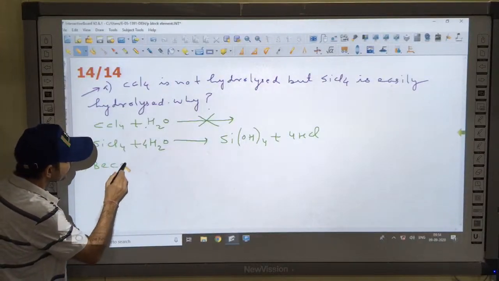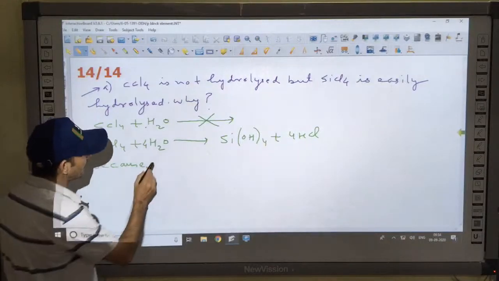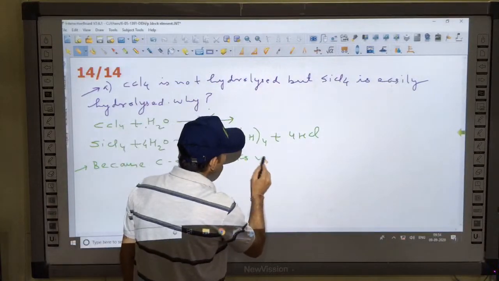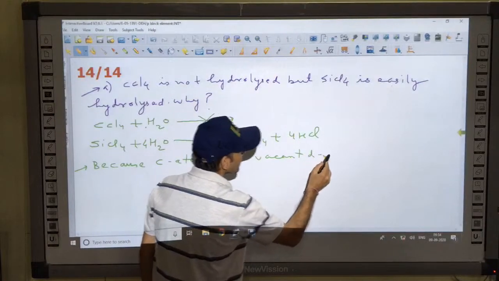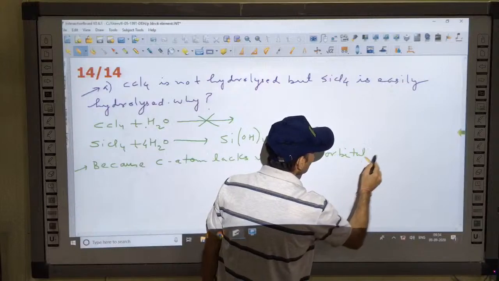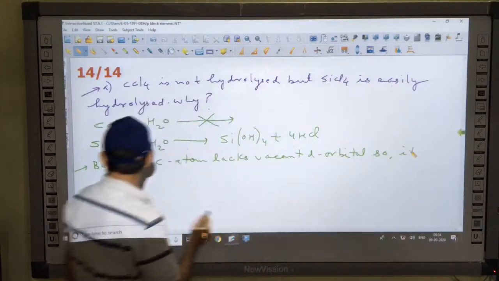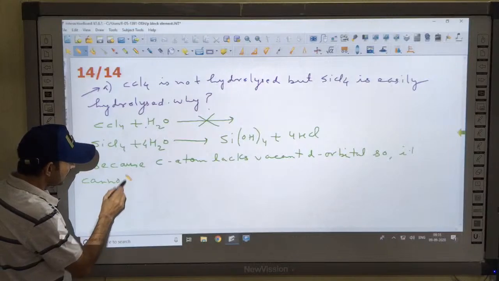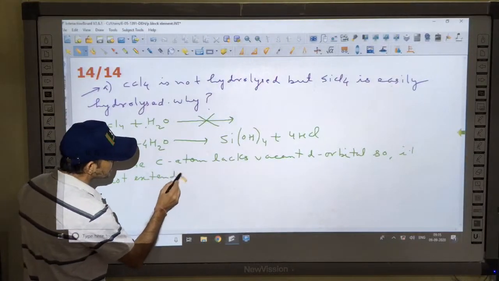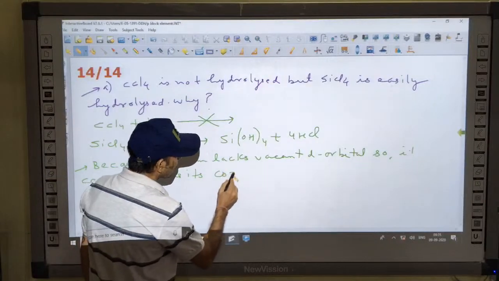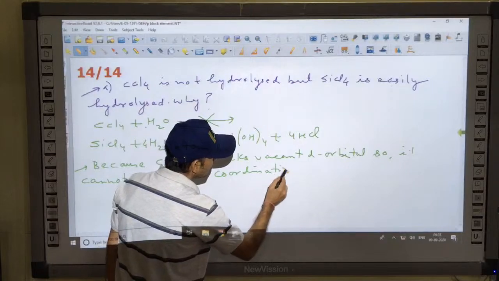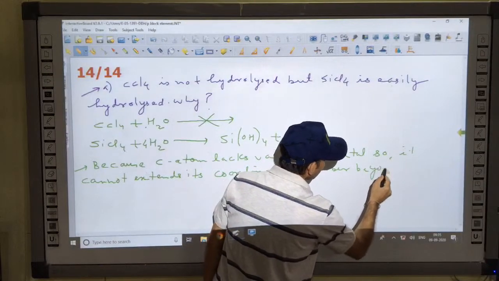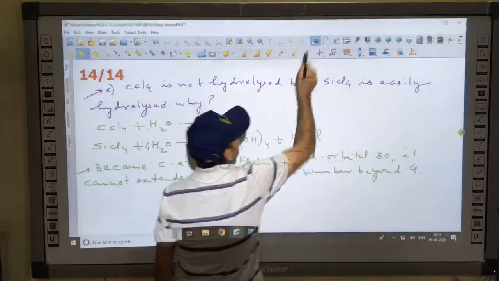Because, you know the electronic configuration of carbon, carbon atom lacks vacant d orbital. It does not have d orbital. So it cannot extend its coordination number beyond 4. Coordination number beyond 4. This means what?